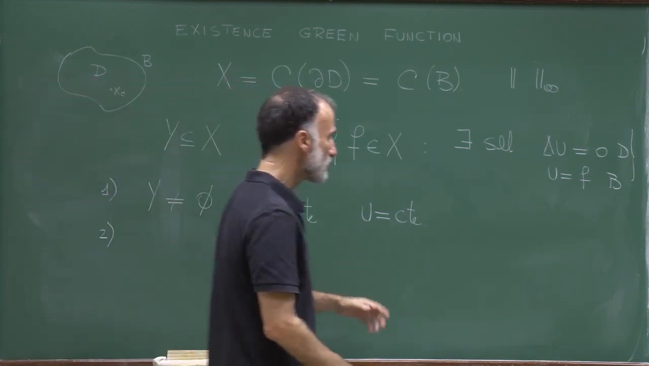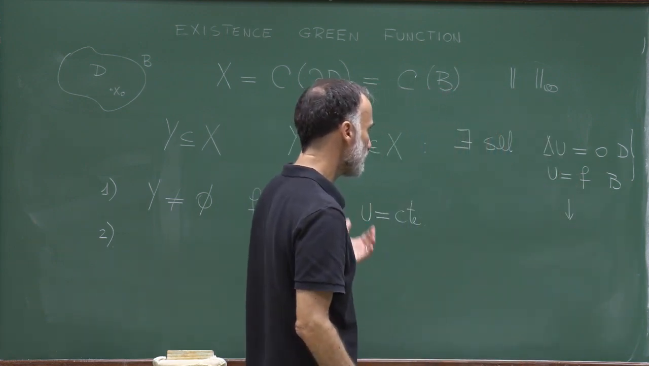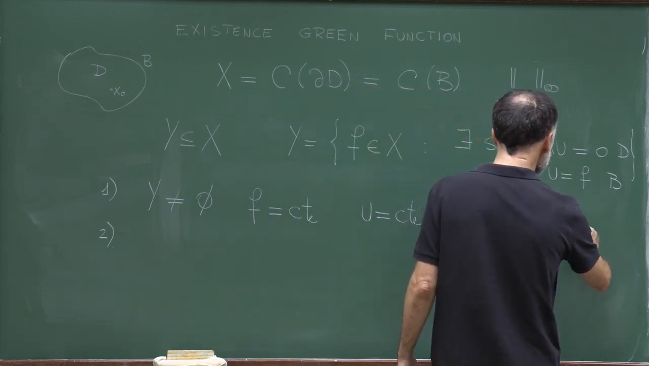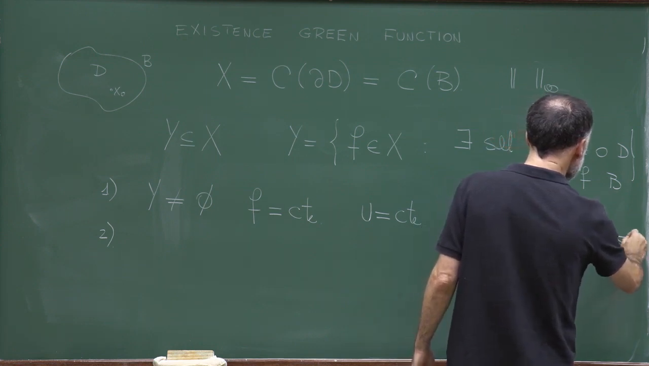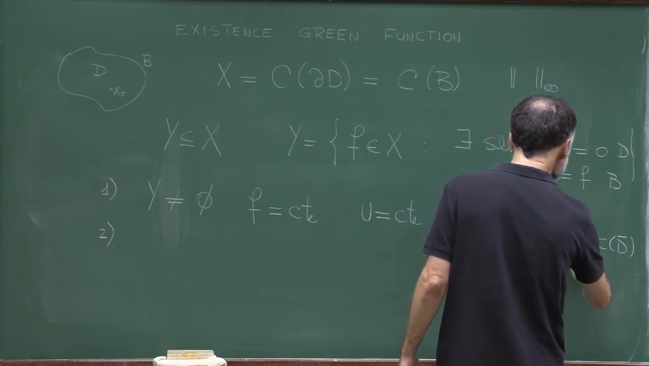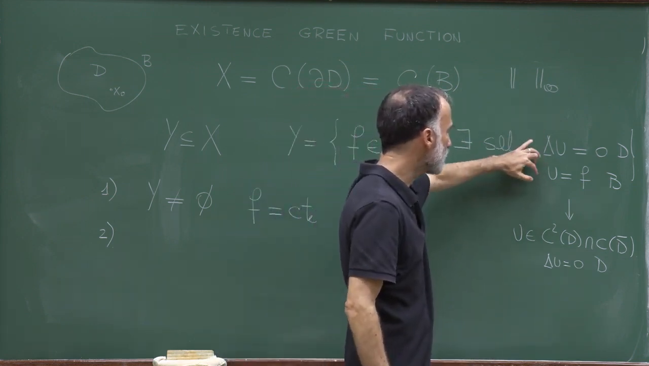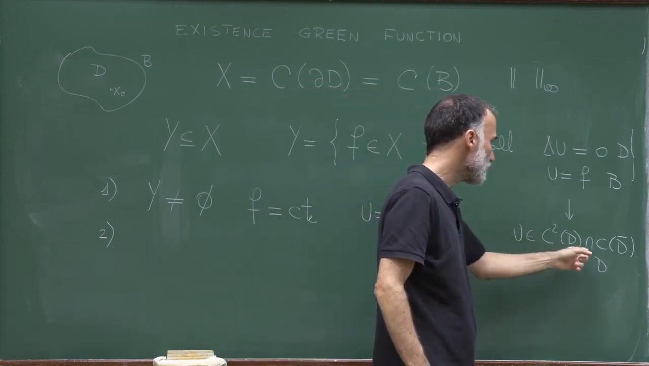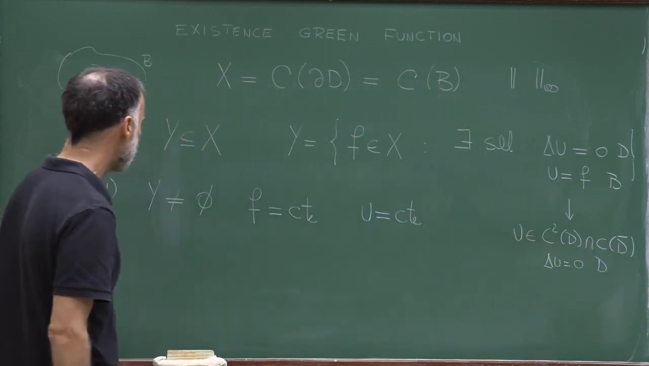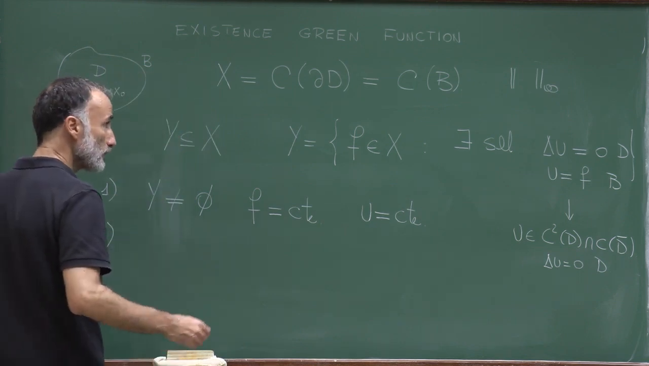Then, let me just specify here that what I mean by a solution to this equation is what I meant before, which means that I require u to be in C2(D) intersection C(closure of D), that the Laplacian of u be equal to 0 on D, and u equal to f on B. So it's implicit in this requirement that I'm assuming that u is continuous up to the boundary and that it's C2 in D.